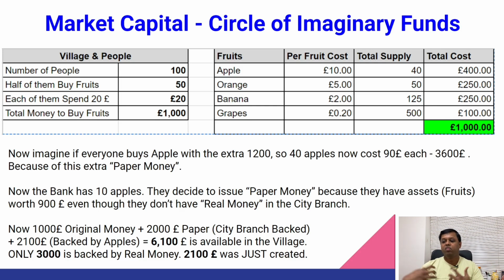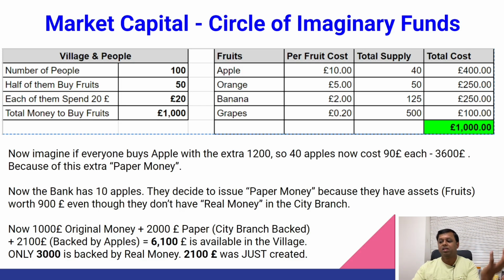Now if you look at it, there's £3,000 of real money, £1,000 original money, £2,000 the bank branch in the city has got as real money, and then this £2,100, originally 1,200 and now 900. So there's literally more money being printed, £5,100 printed, but only 3,000 is backed by real money.